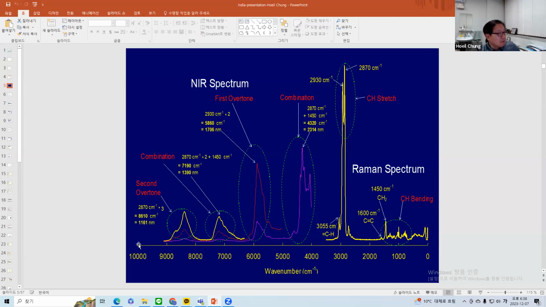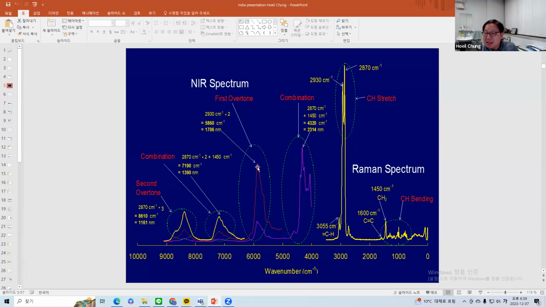So from this range is the NIR range. This range is the IR range. So this is the first combination. As you can see here, the spectral features are quite narrow. That's good for the analysis. And you can see this is combining this peak and this peak together. And this one is a first overtone.